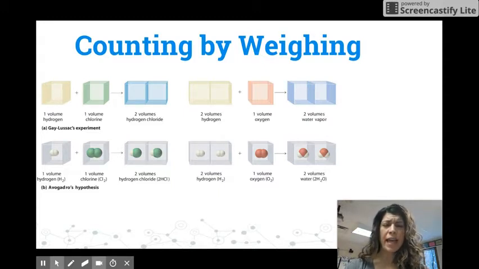Take a peek at that. But we end up starting to count particles by weighing them, because these particles are so small. We're unable to weigh one individual one. We're going to be weighing large numbers of them. So just be mindful that that is the direction we're going with this.